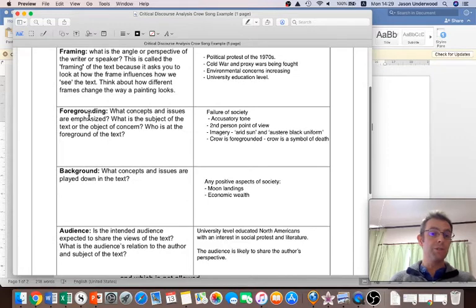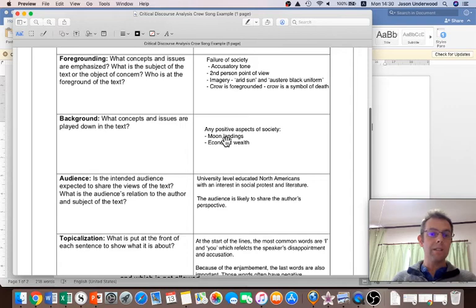So let's move on to foregrounding. So what is made important? What's put at the front of this poem? And this starts to get at the message and the main theme. So I think we've got the failure of society, and it takes a very accusatory tone, which is done through the second person point of view in the middle stanzas. And also we've got a lot of use of imagery, such as arid sun and austere black uniform. The crow is also foregrounded, which is interesting because the crow is the speaker, but is also a common symbol of death and evil or decay.